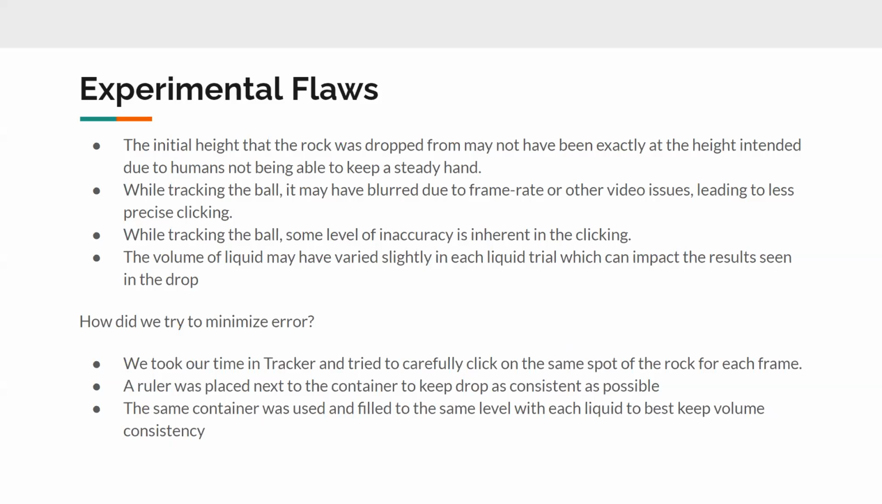Tracking also can't be 100% precise. This can be due to blurring of the video, which isn't easy to avoid, as well as some inconsistencies in clicking either too fast or too slow in a given frame. The amount of liquid could also be slightly off in each trial, which could impact how the rock drops through it. By taking our time with the tracking process, we hope to eliminate some of this error, as well as using the same container for each trial and using the same amount of each liquid.